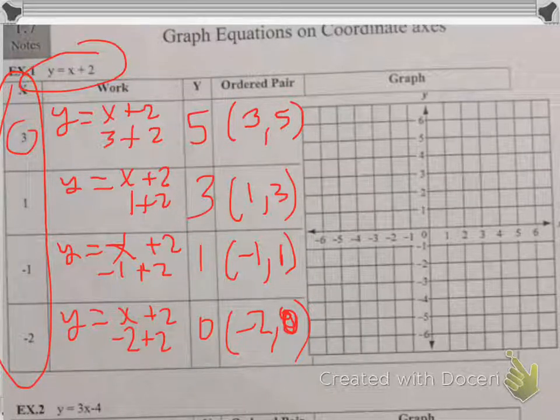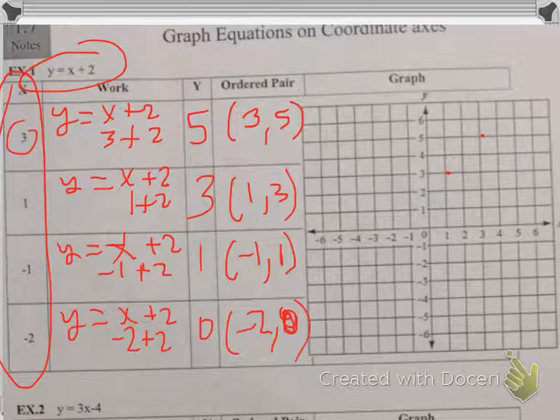So my first ordered pair, 3, 5. I go over 3 and up 5. And that's where my first ordered pair is going to be. Then my next ordered pair, over 1, up 3. So right there. Over 1, down. Oh, I'm sorry, over 1, up 1. So negative 1, 1 is right over here.